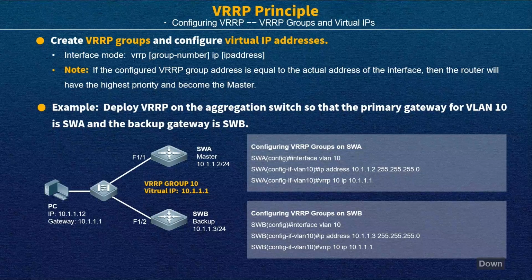And the second one, on switch B, you also have to give the IP address and also give the virtual IP. Pay attention: the physical IP addresses of switch A and switch B should be different, but also within the same segment. And in the VRRP configuration, VRID 10 should be the same, and the virtual IP address should also be the same. The virtual IP address must be in the same IP segment as the physical interface. So this is the basic configuration.